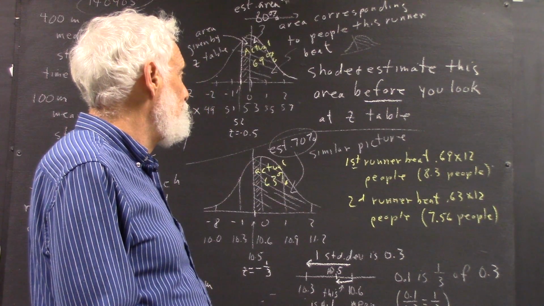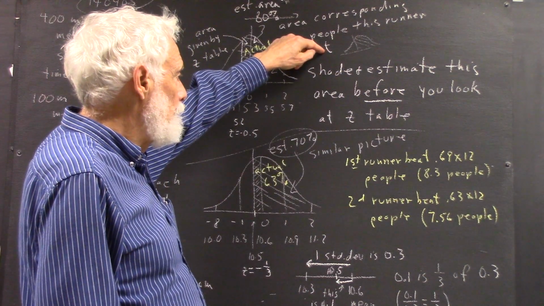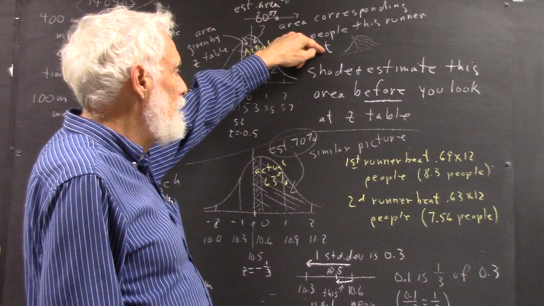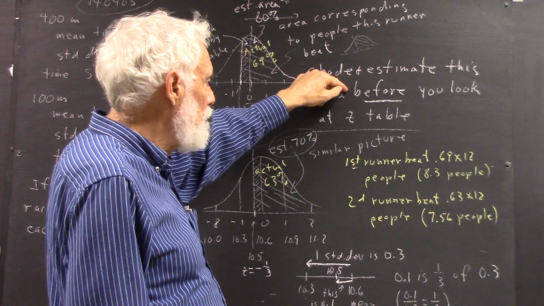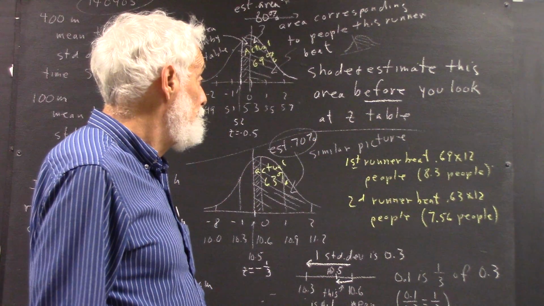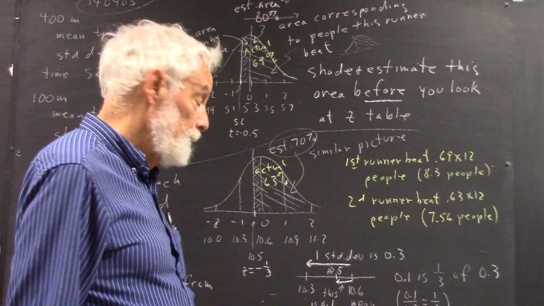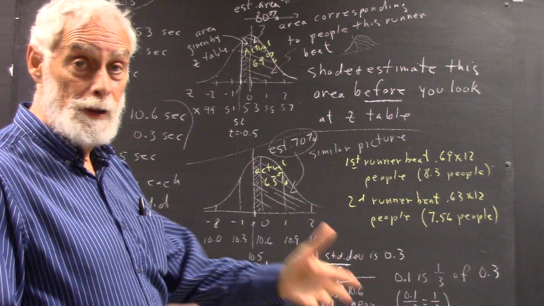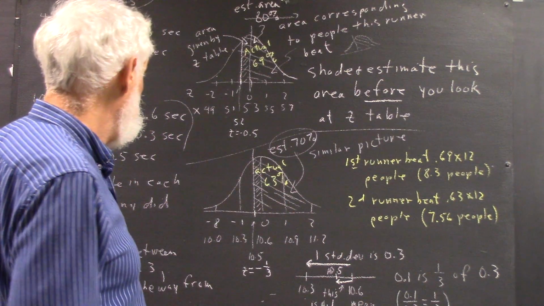Okay. So I made a note here. Shade and estimate this area before you look up the Z table. Before you look at the Z table. Because I guess you got to look up the Z table before you look at it.